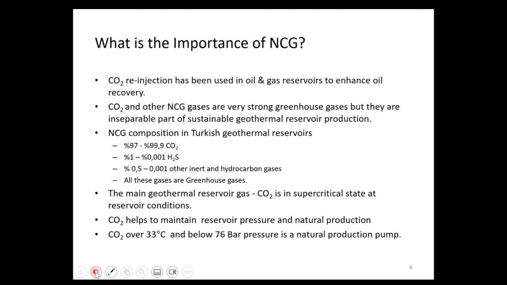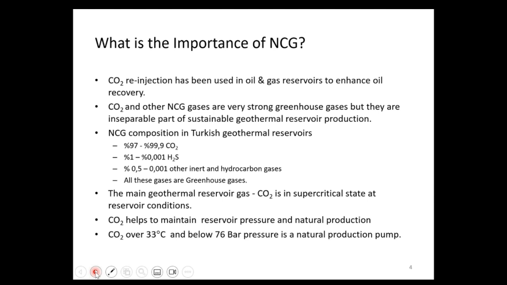CO2 is not known as a good gas. Everybody has a bad feeling about it, but in geothermal, if it is managed at surface, it is one of the best parts of the geothermal system, which helps to produce naturally without any pump. CO2 is a special molecule.